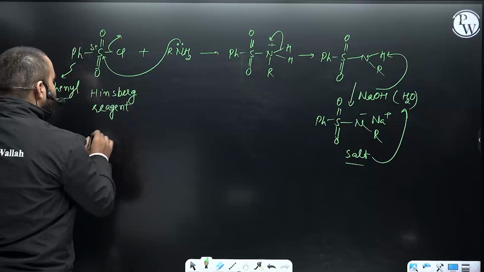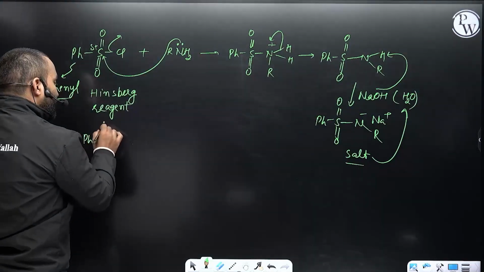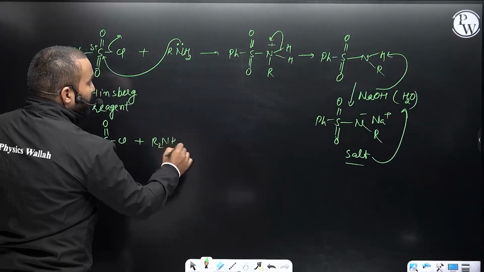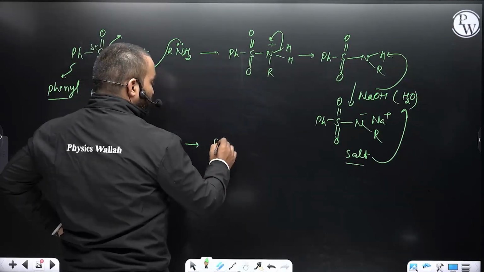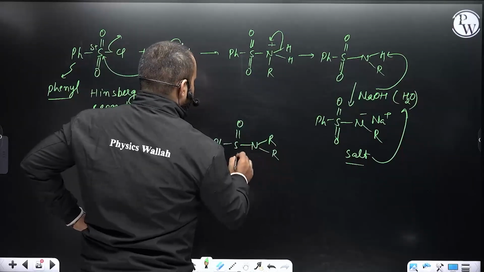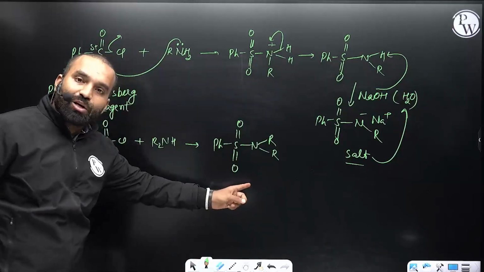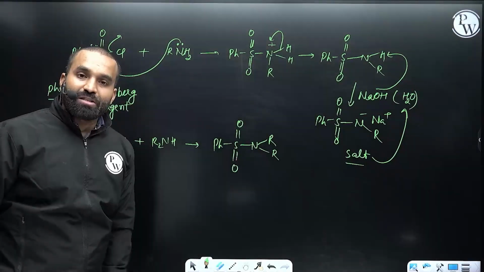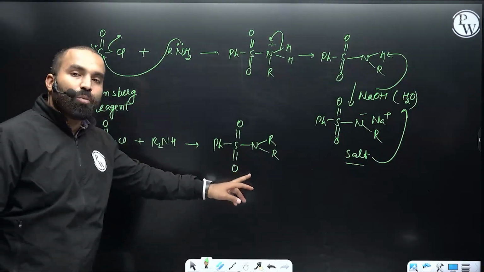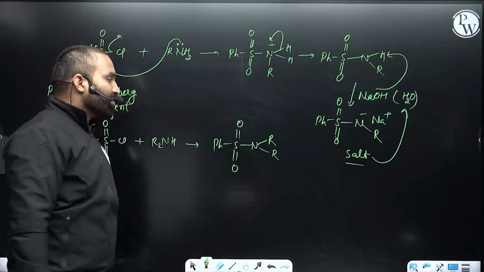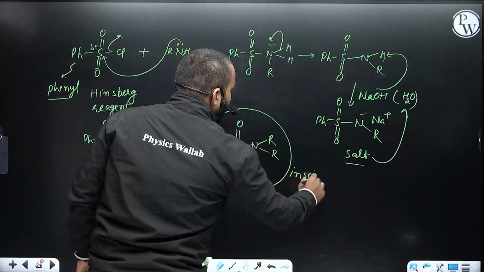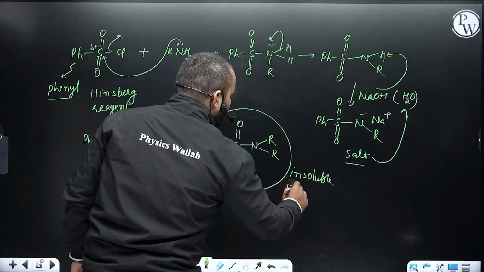Now, if I react this with secondary amine, can we directly write this reaction? Can we directly react the product Ph S double bond O, so there will be nitrogen and R, another R present here. Is there any protic hydrogen present? Sir, no. There is no protic hydrogen present. But is there any reaction going between the Hinsberg reagent and amine? Yes. The compound obtained, will it react with NaOH? No. This will be insoluble in water, insoluble in NaOH solution.